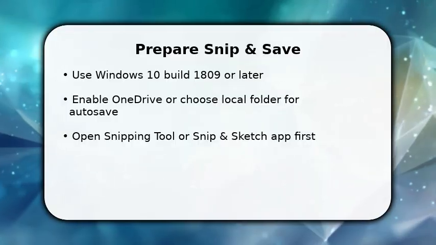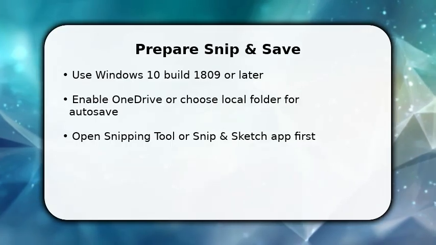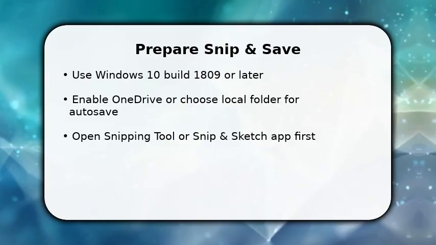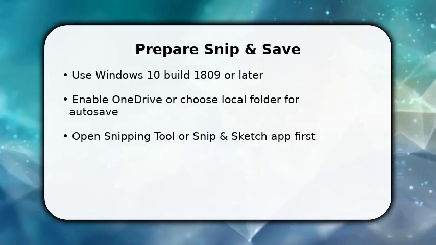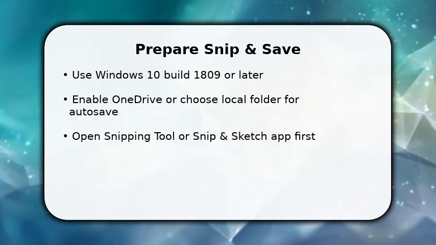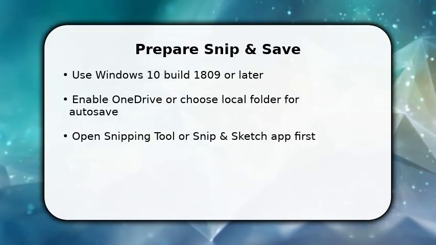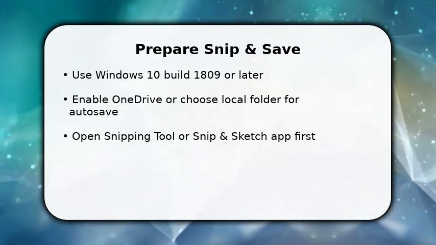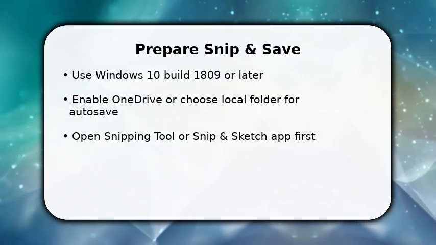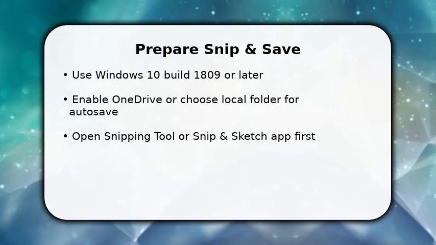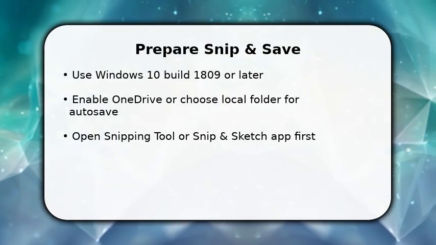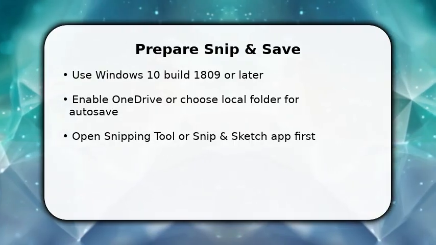Start by confirming you have the modern Snip and Sketch or updated snipping tool. This matters because older builds lack autosave hooks. Next, decide where captures will go: OneDrive for cloud sync or a local folder for fast access. Once decided, open the app now and sign into OneDrive if chosen. Make sure File Explorer path is ready. These steps set the permission and destination preconditions so the next actions actually create autosaved files.